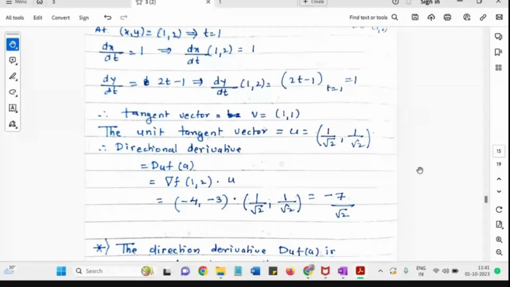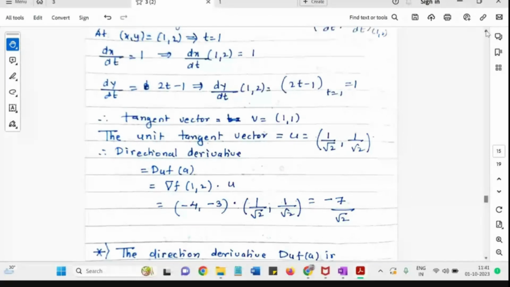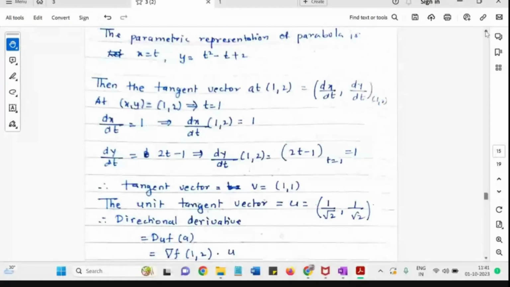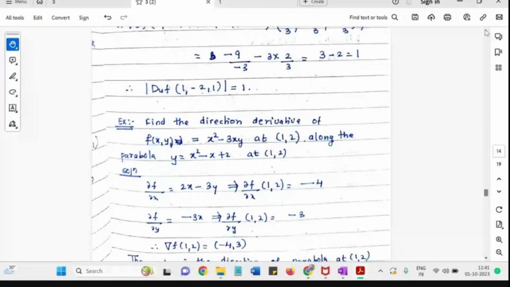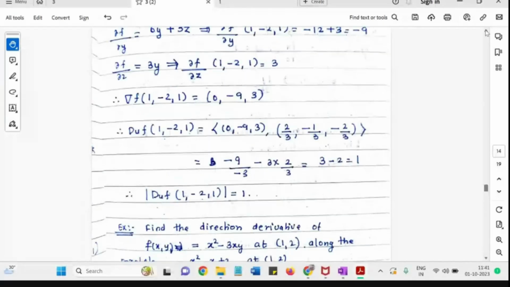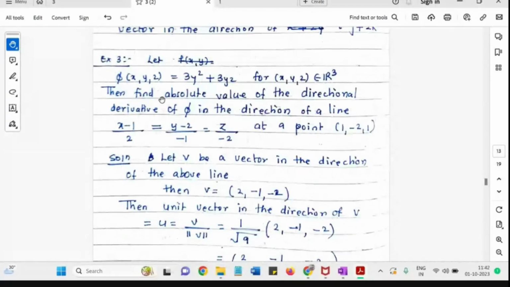Now I'll go back to my example, which I had said I'll do after 2 minutes. Instead of any random curve, let me take a line. This is a question from one of the JAM papers. I have phi of (x, y, z) given by 3y squared plus 3yz for (x, y, z) belonging to R3. Find the absolute value of the directional derivative of phi in the direction of the line (x minus 1) upon 2 equals (y minus 2) upon minus 1 equals z upon minus 2, at the point (1, minus 2, 1).